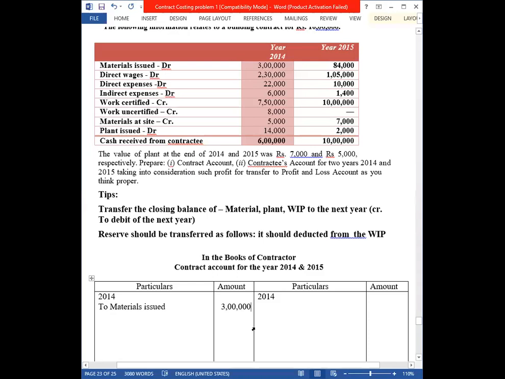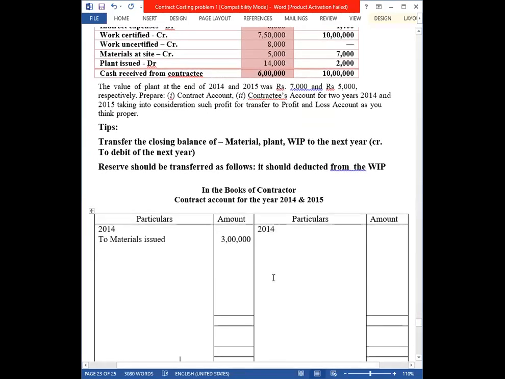So material issued is 3,000. What is the next item? Kindly put it in the chat box only. Okay, material issued is over. Next is direct wages. Okay, direct wages. Write the amount in the debit side only.